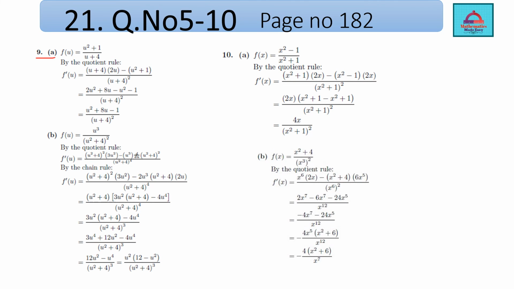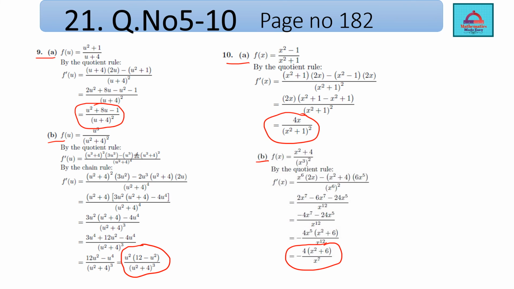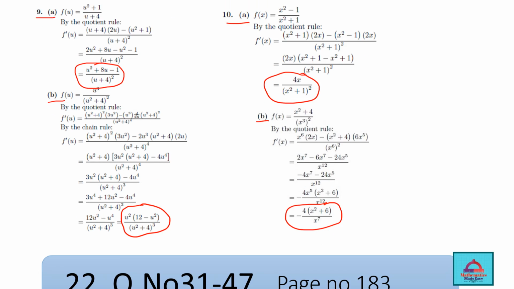Question 9A part, the final answer is going to be this from the answer key. B part, final answer is going to be this. 10A part, final answer is this, and B part, final answer is this. This is your answer key. I hope you've checked your answers and you have watched the video which I've referred to you before this.